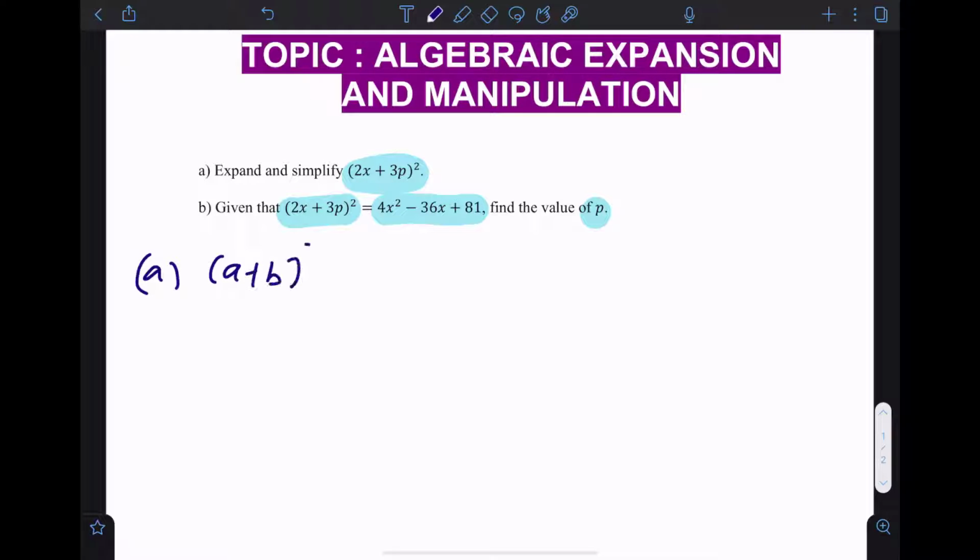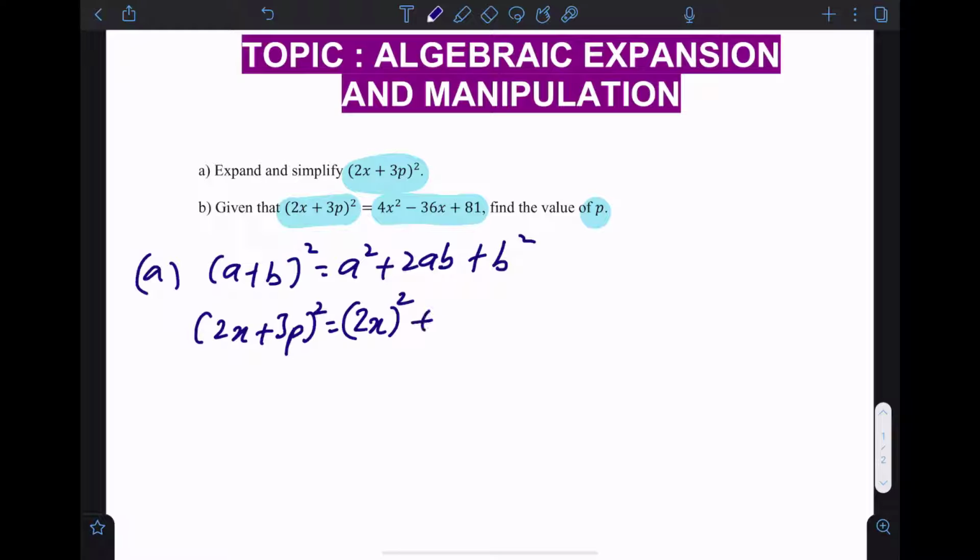So (a + b)^2 is just a^2 + 2ab + b^2. Alright, so now we have (2x + 3p)^2. We do the same thing. Please be careful, put a bracket for 2x. Everything must be squared there. So 2 times 2x and then the 3p is there. Again, 3p, everything must be squared as well.